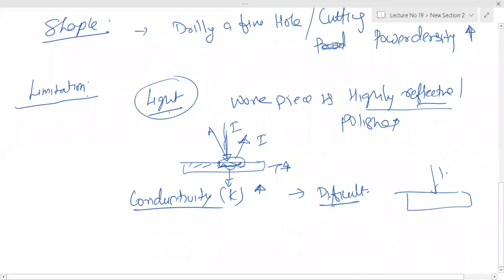if 100 joule of heat is coming and the conductivity is such that it passes 90 joule, then only 10 joule will be available to melt. Only 10 joule will be available to melt. So it will be difficult, right?